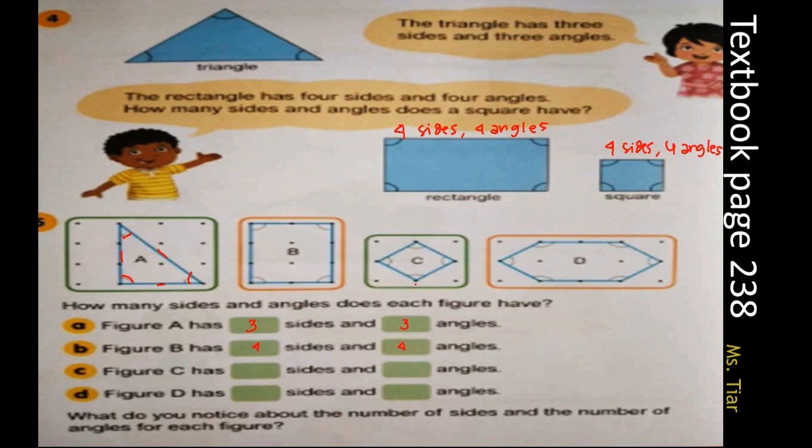Oh, it's a rhombus. Let's check the rhombus here. How many sides here? We have 1, 2, 3, 4. You guys need to put 4 sides here. And the angles, we have 1, 2, 3, 4. We have 4 angles here. Next, we go to figure D. We have 1, 2, 3, 4, 5, 6. Oh, we have 6 sides here, and then the angles 1, 2, 3, 4, 5, 6. We put 6 angles here.